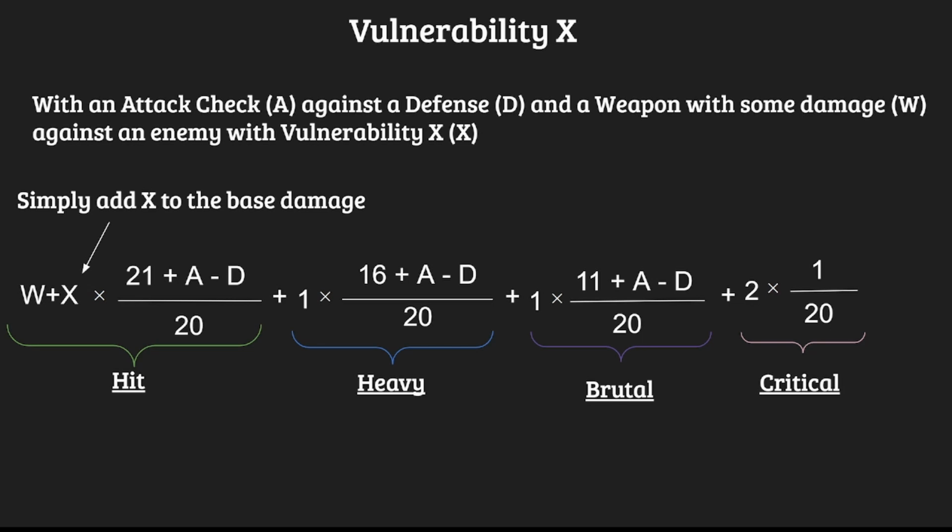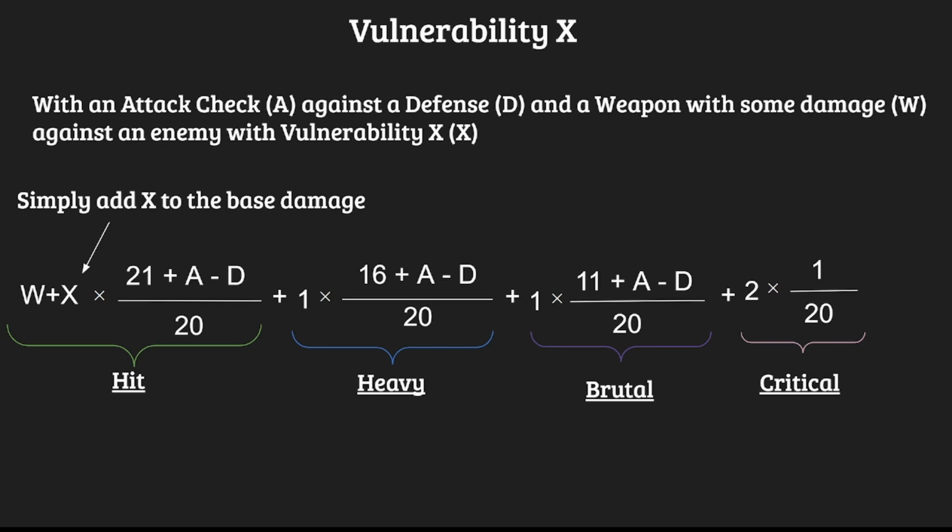All we do is we take that amount. If I have vulnerability 1, that would just be 1, and I add it to the weapon damage. So you'll see in this first term for a hit, I take my weapon damage, and I add on to that the vulnerability that the enemy has, and that's going to give me the new damage formula. So it's quite a simple change.